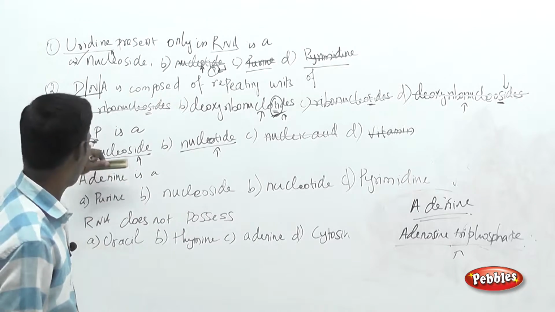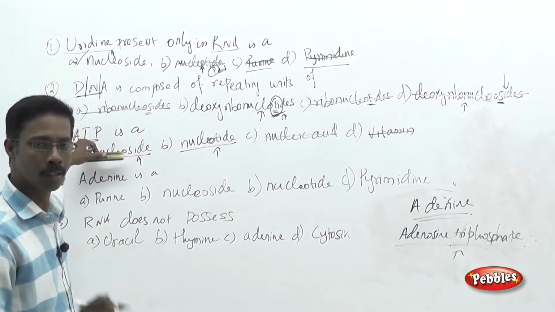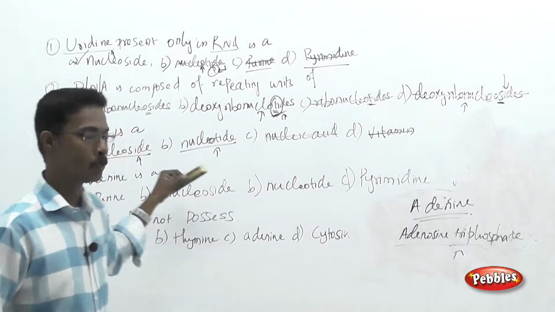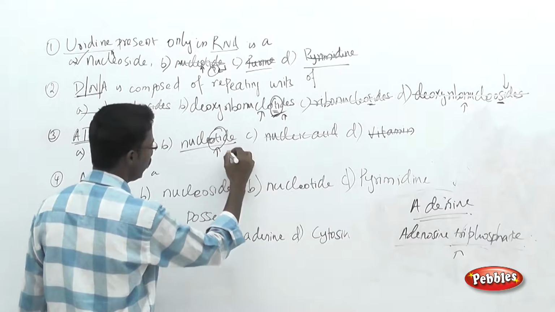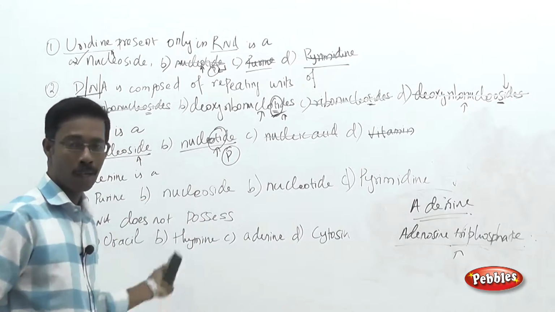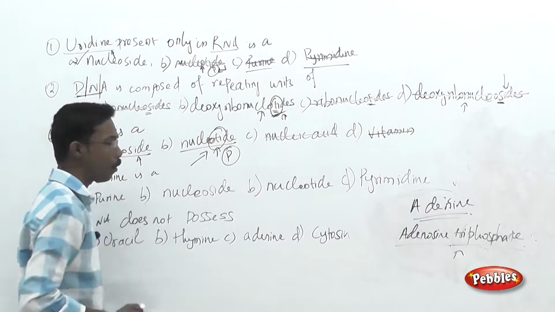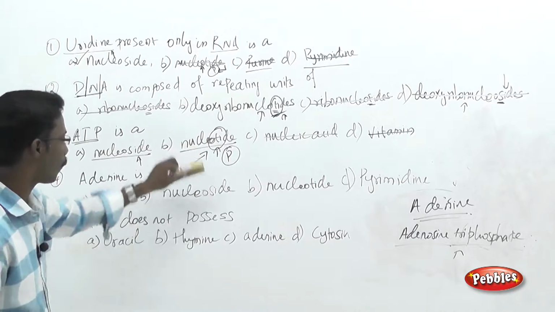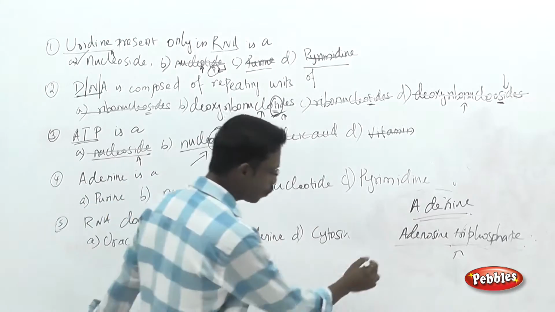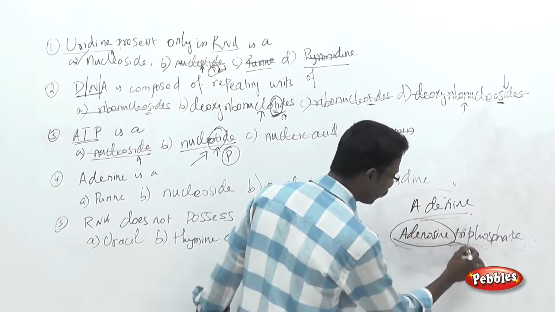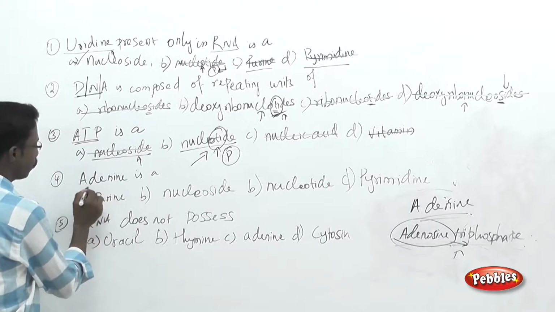I told you the full form for ATP is adenosine triphosphate. Whenever you see the term phosphate, you have to recall phosphate is always associated with a nucleotide. You can easily connect the term with the nucleotide. So ATP is a nucleotide, not a nucleoside. Just the term adenosine is a nucleoside. Adenosine triphosphate is a nucleotide. Okay. Now see the next question.